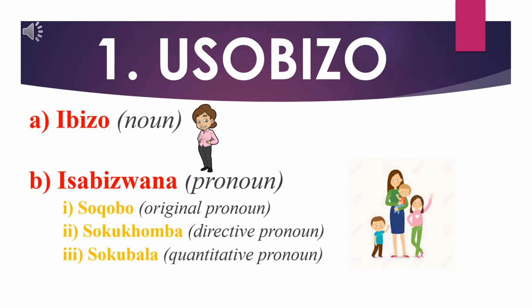The first one, siyibiza isabizwana soqobo, which is original pronoun. Then the second one, isabizwana sokukhomba, which we call directive pronoun. Then the last one is isabizwana sokubala, which we call quantitative pronoun.